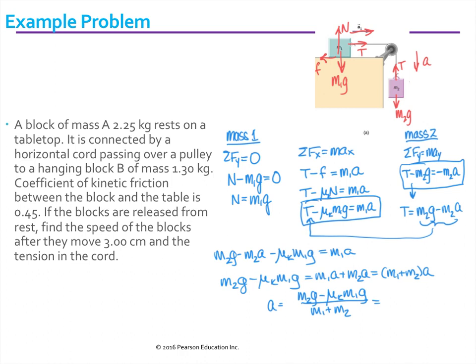And so I come up with an expression for the acceleration. This is when I would plug in the values for these numbers. If I put in the values for the masses and coefficient of friction, I get an acceleration of 1.105 meters per second squared. So that's my acceleration.